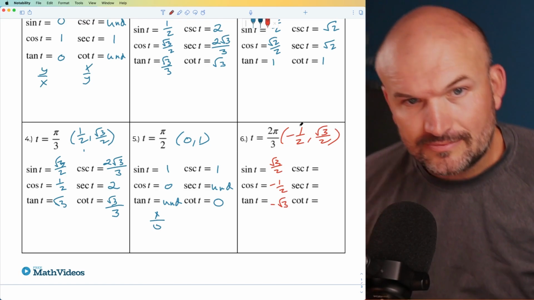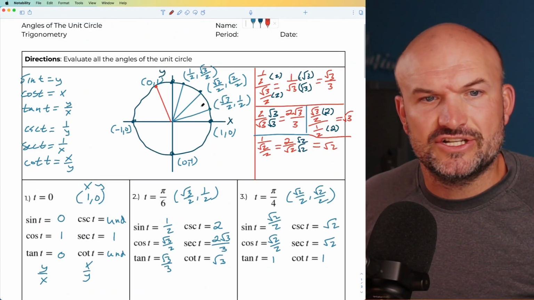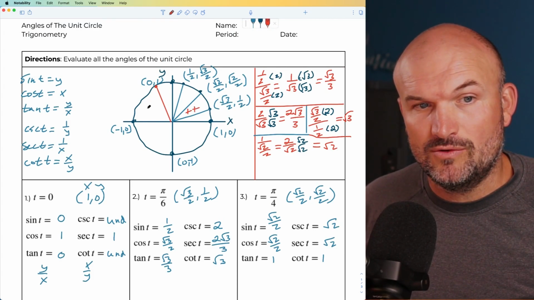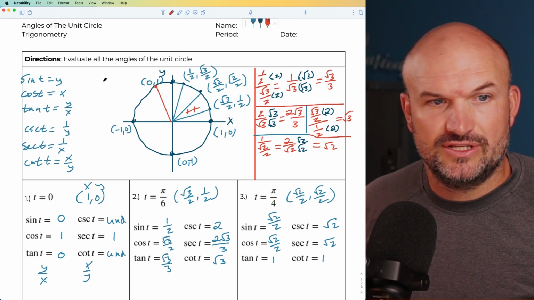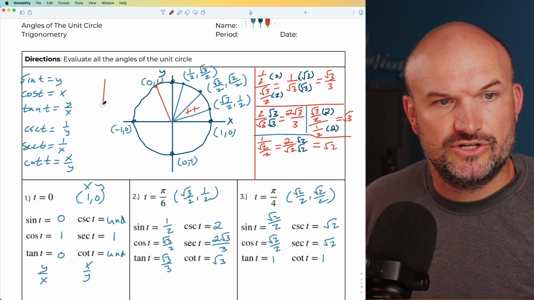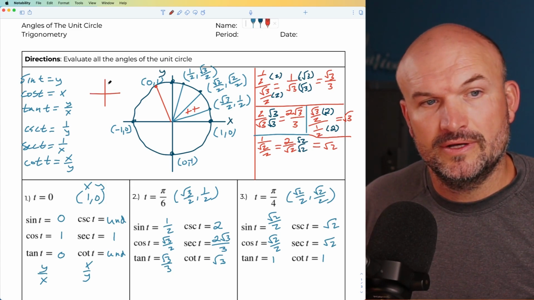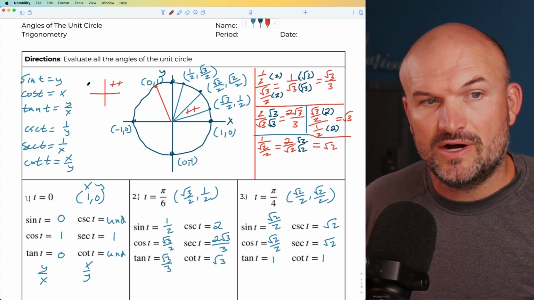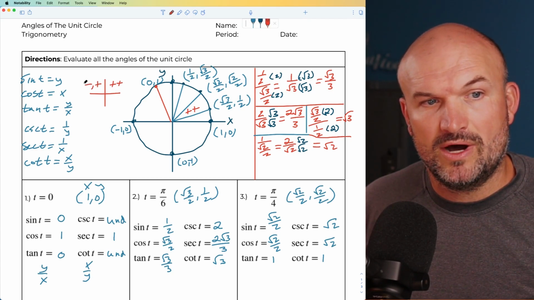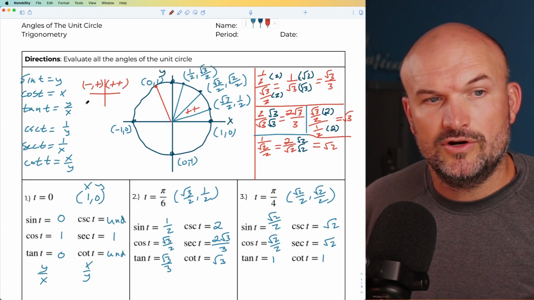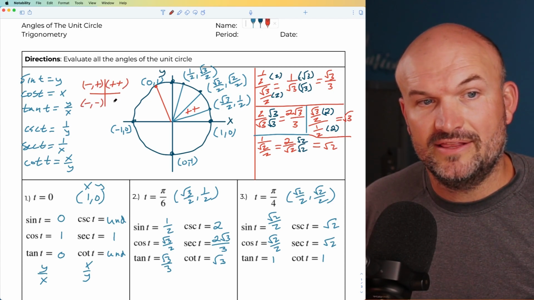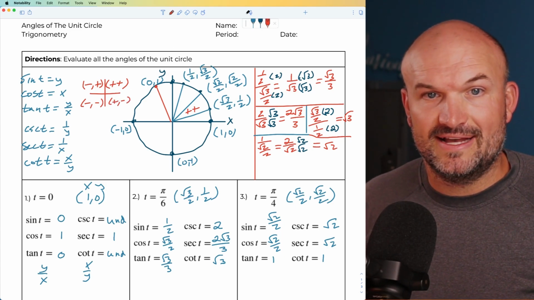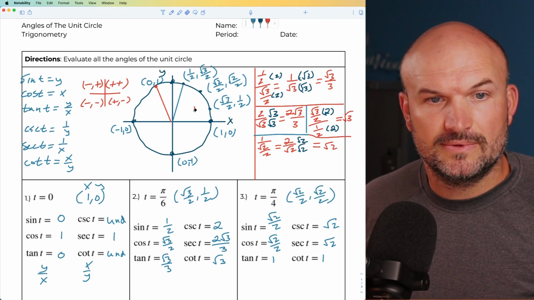Remember, this actually might be helpful for you guys as well. Actually, let's do it over here. You should know this map. This will be helpful for you. Here, in the first quadrant, everything's positive. In the second quadrant, the x-coordinate is negative, y-coordinate is positive. In the third quadrant, everything's negative. And in the fourth quadrant, the y is negative. Okay, so make sure you know that. That can be very helpful for you as we're doing this.